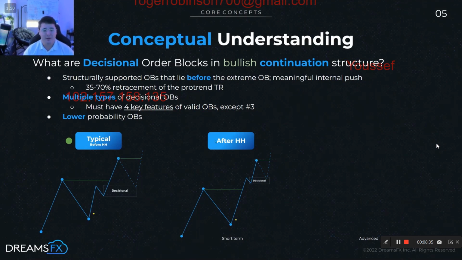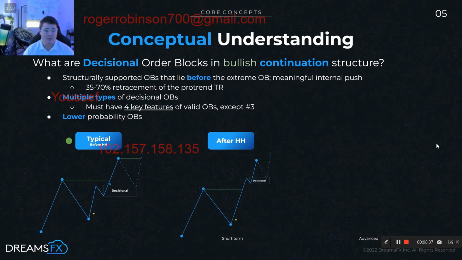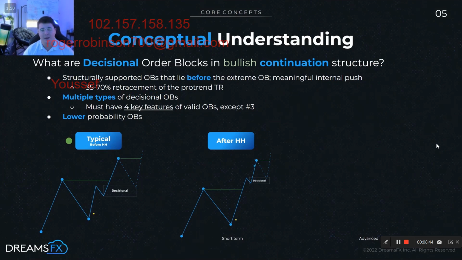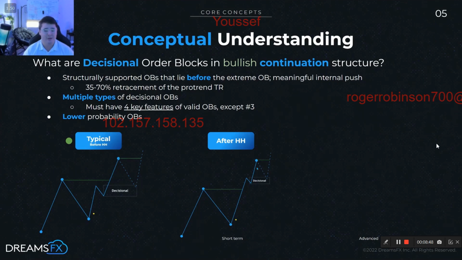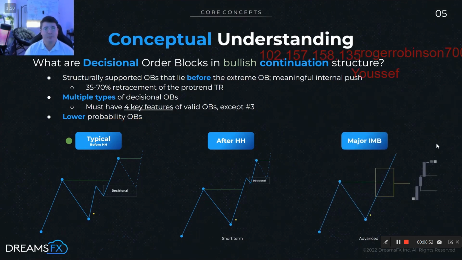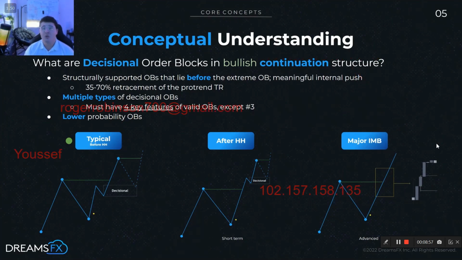So the difference between this one and this is that the typical decisional happens before the higher high is created. The second type of decisional occurs after the higher high is created, and it's a double confluence because it's also an internal structure, higher low makes a higher high. Now the last type, which will be new to the majority, if not all, this is what I consider a major imbalance, or there's no clear decisional.